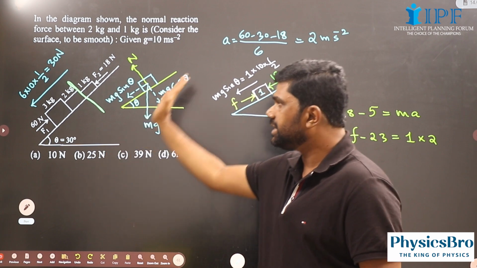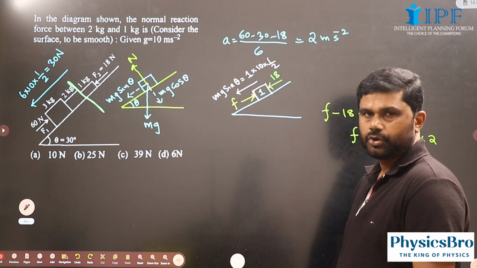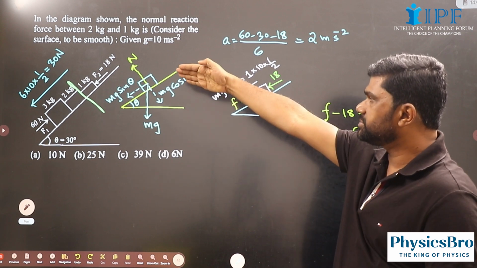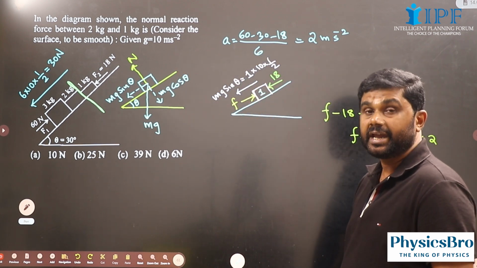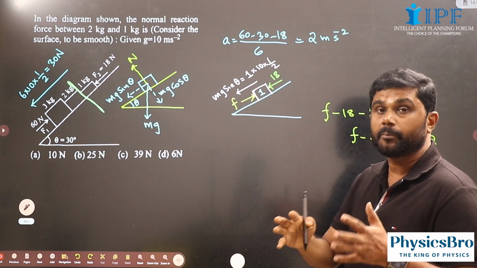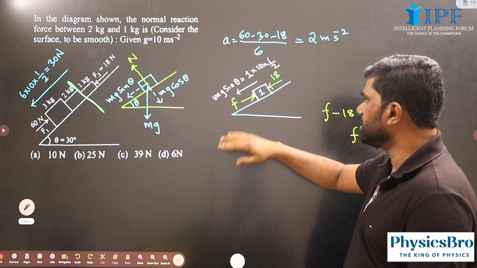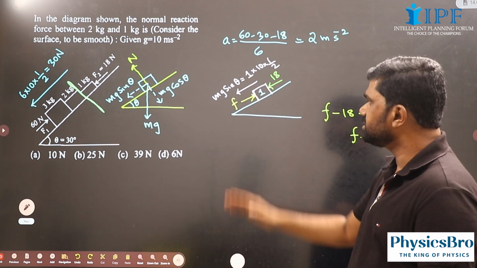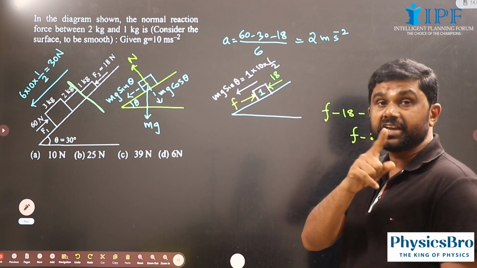Along the incline upwards, it is represented by small f here. The external force acting on the 1 kilogram block will be 18 Newton down the plane. Any other force? Of course, the component of the weight, that will be mg sin 30. Mass is 1 kilogram, g is 10 and sin 30 is half. So that will be equal to 5 Newton.